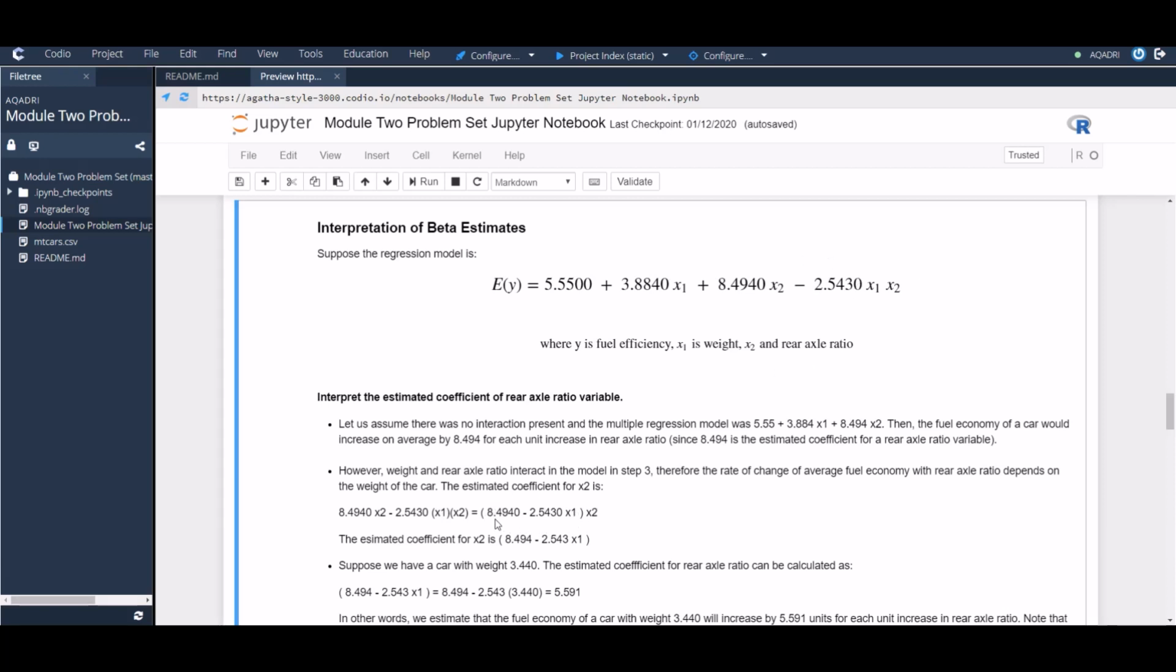Now notice here that this in itself is a coefficient. It's an estimated coefficient for x2. The only difference here is that in this estimated coefficient, x1 is a variable. It can take different values. The different values of weight of the car would give you different estimated coefficients for x2. So therefore, the estimated coefficient for x2 is now 8.494 minus 2.543 x1.